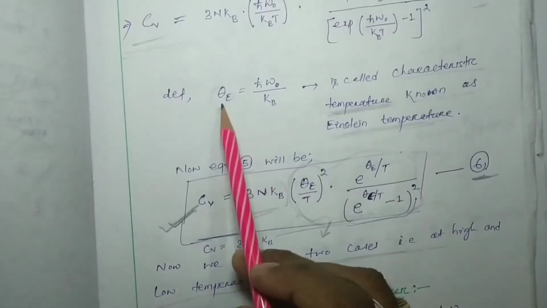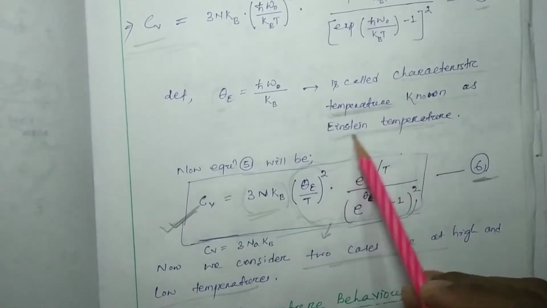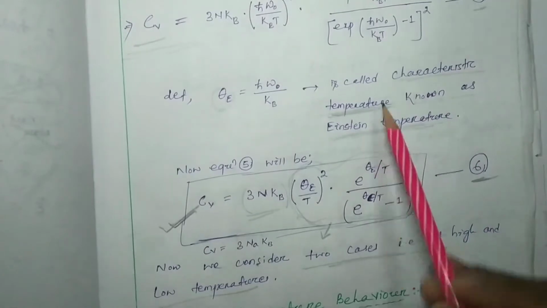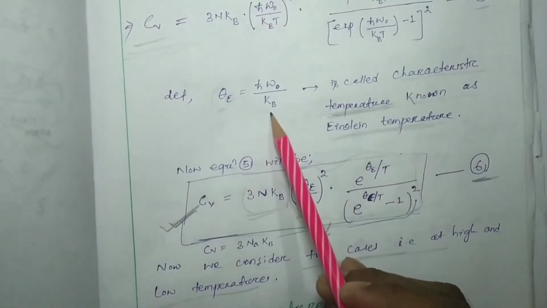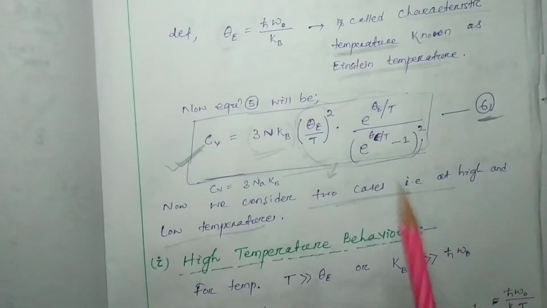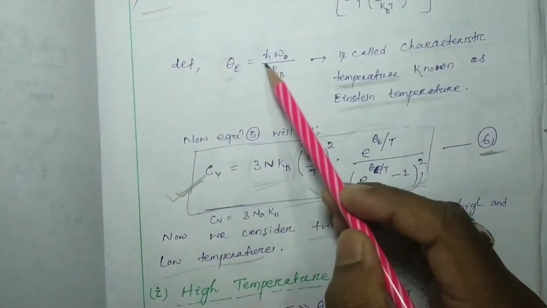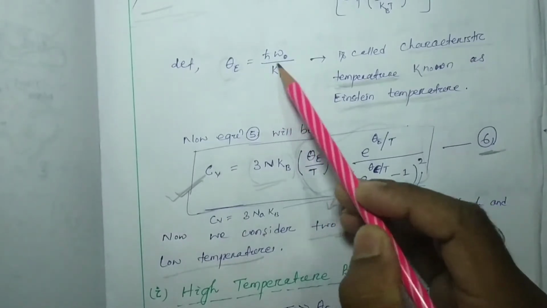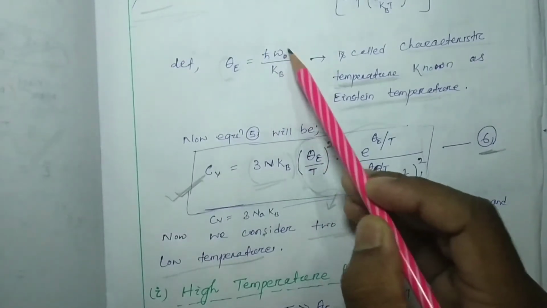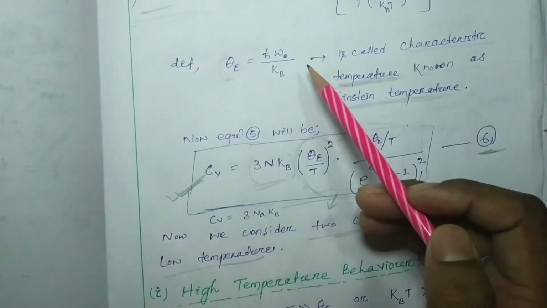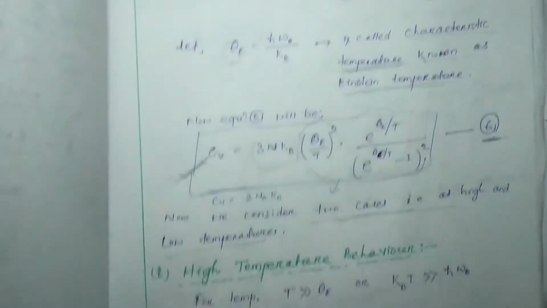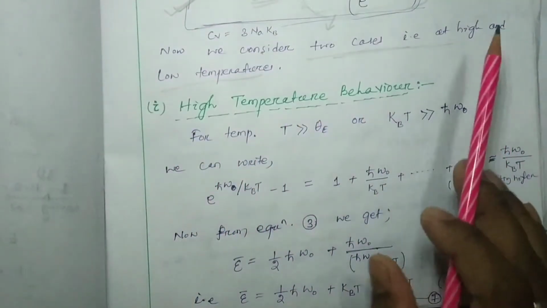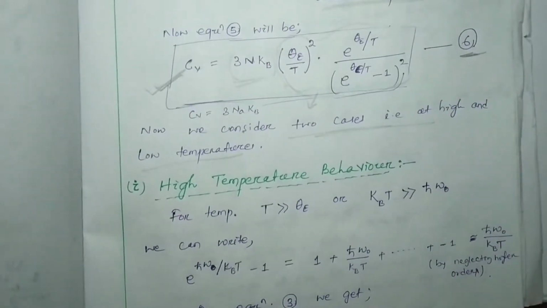Here theta E we considered as Einstein's temperature, or the characteristic temperature, that is h cross omega 0 by kB. Here h cross is the Planck's constant, kB is the Boltzmann constant, and omega 0 is also a constant for a particular material. So now we are going to go for the higher temperature behavior by considering this equation number 6.